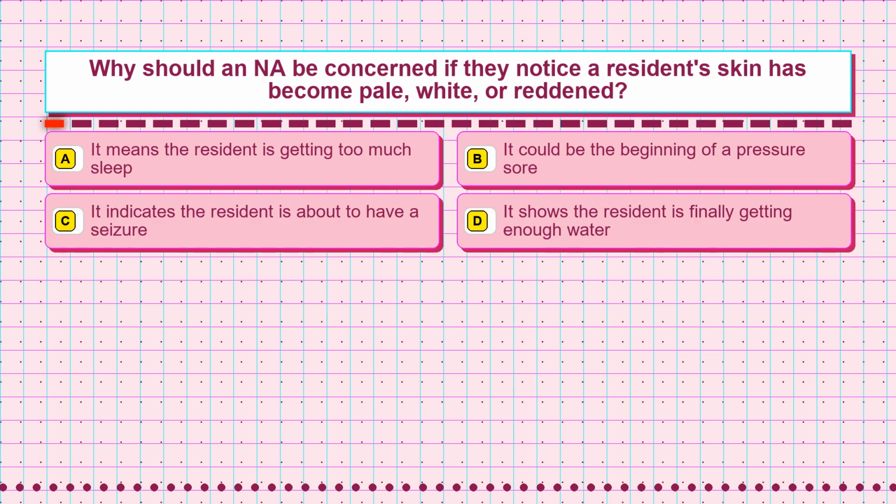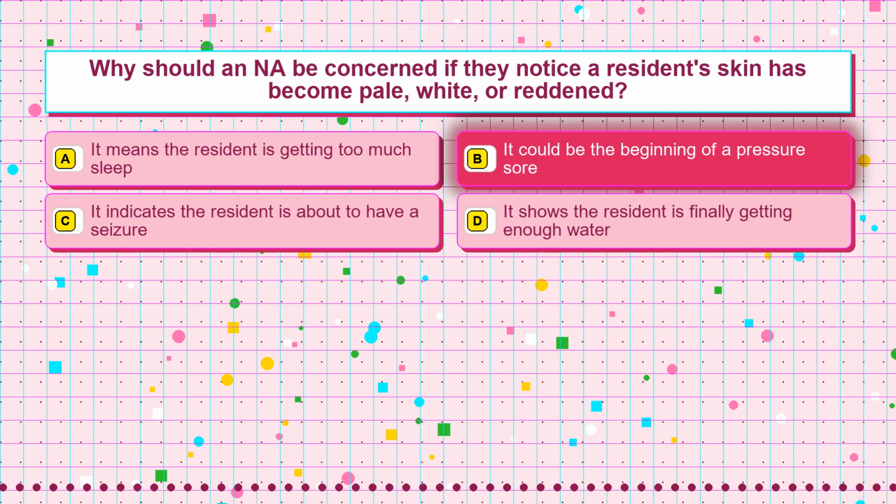Question 66. Why should an NA be concerned if they notice a resident's skin has become pale, white, or reddened? Option A, it means the resident is getting too much sleep. Option B, it could be the beginning of a pressure sore. Option C, it indicates the resident is about to have a seizure. Option D, it shows the resident is finally getting enough water.